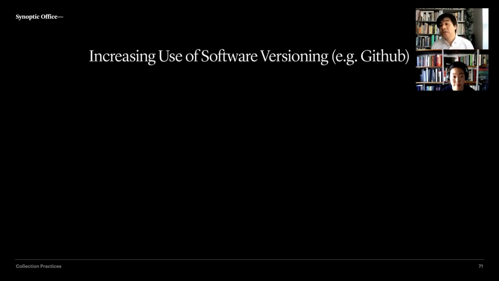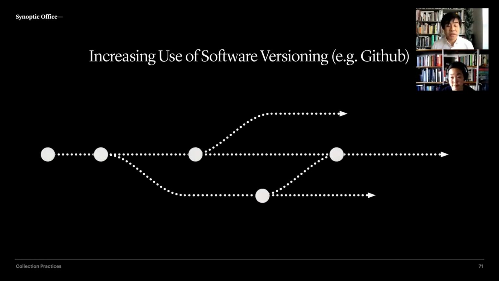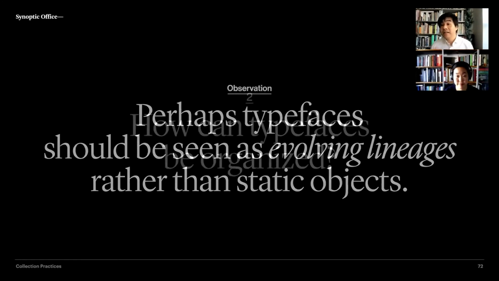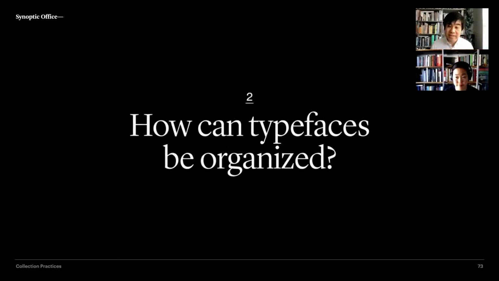And in relation to this too, because everything now is computer-based, more and more designers are using things like GitHub for software versioning. You might even think about something like Future Fonts as a way of thinking about the idea of a typeface that's not yet complete, but in progression. And software versioning always has this idea that things are in progress, that they're just stages in this forever journey towards completeness, whenever that completeness comes to be. And so it really brings up this idea for us, that perhaps typefaces should be seen as evolving lineages rather than static objects. And that in and of itself is a really interesting idea.